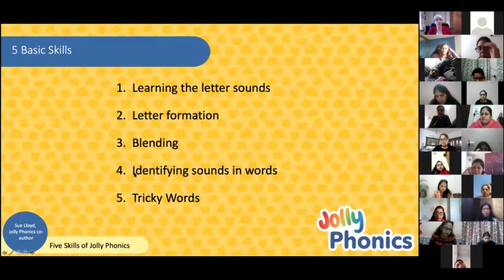And it's those 4 skills we do right from the beginning. We don't do the tricky words from the beginning. We wait until we're further down, and I'll explain that as we go along.